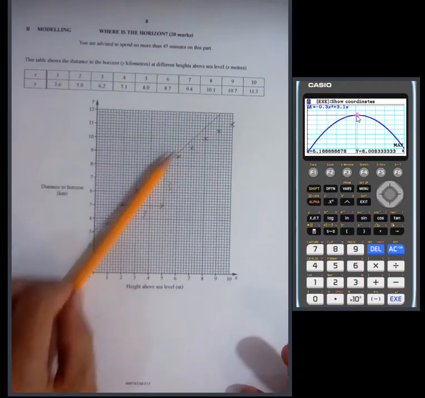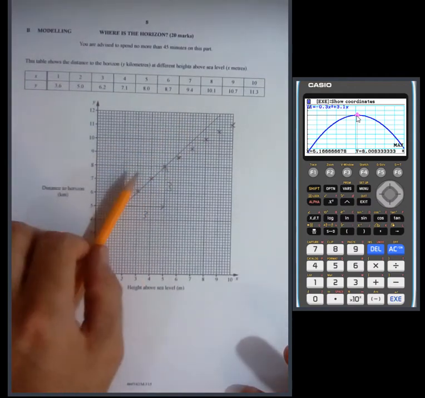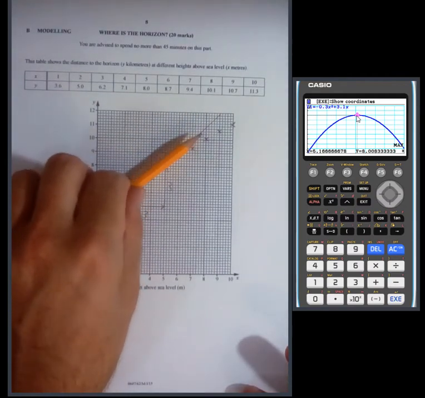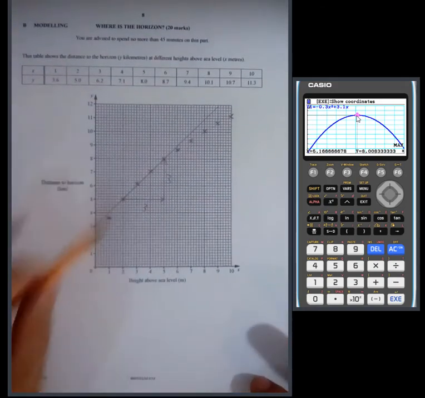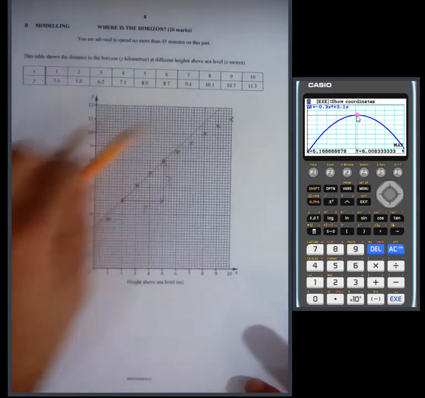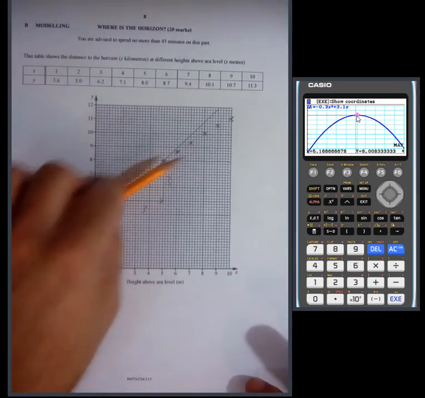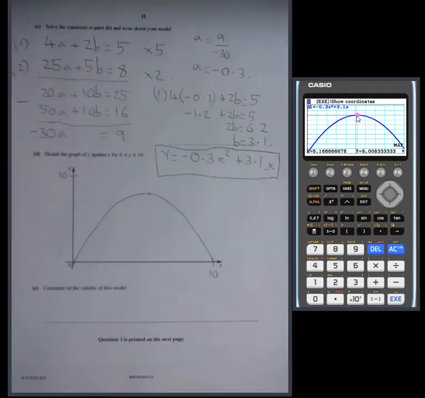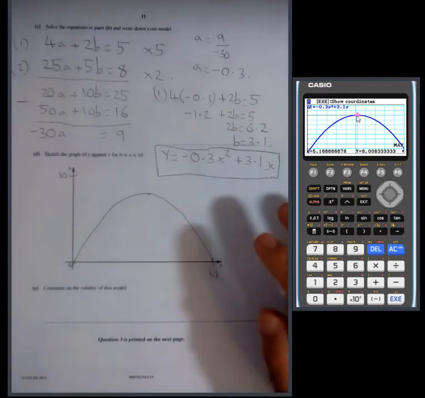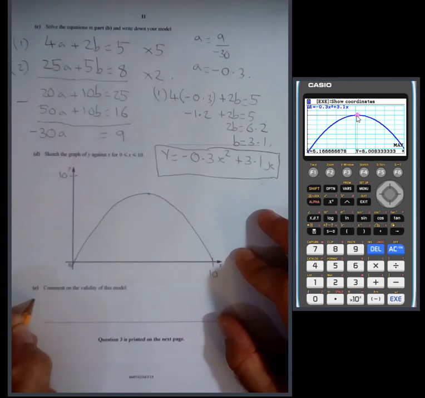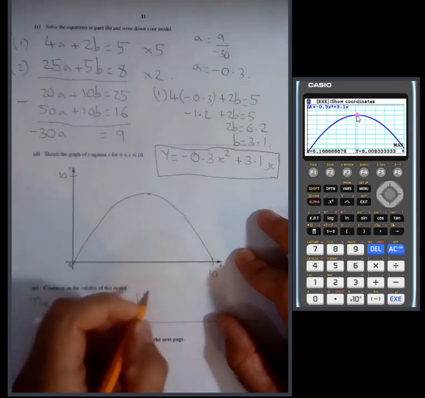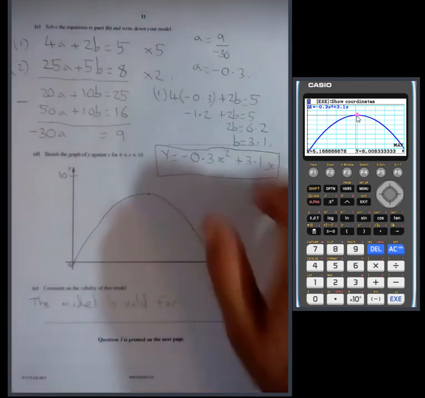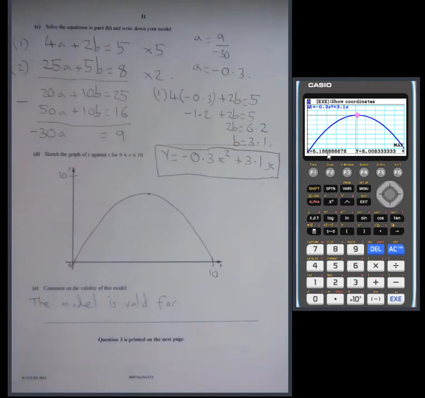There's no way that after 5 meters this is going down. It's got this curve bit at the start, so it might be okay up to that maximum point, but it doesn't do this again. So that's a problem. So I reckon it's potentially valid up to 5 meters, but then beyond there it's definitely not valid. So that's what I'm going to write. So the model is valid for, so I'm actually going to put that point in, seeing as we've already calculated it.